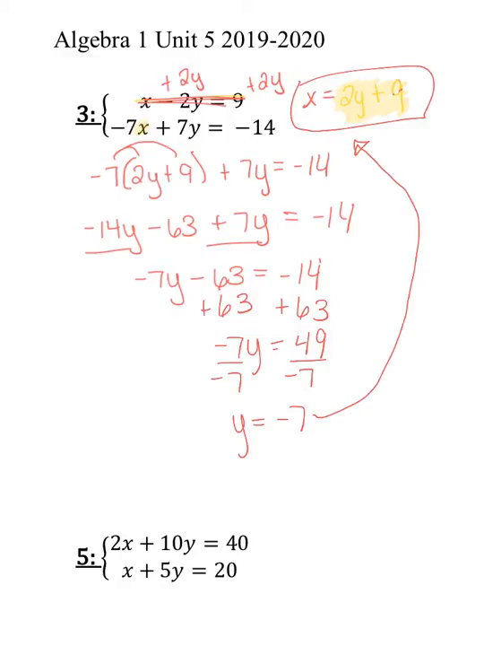So I would do x equals 2 times negative 7 plus 9. Well, that's just equivalent to negative 14 plus 9, and so your answer for x is going to be negative 5. And so my answer then is negative 5 comma negative 7.